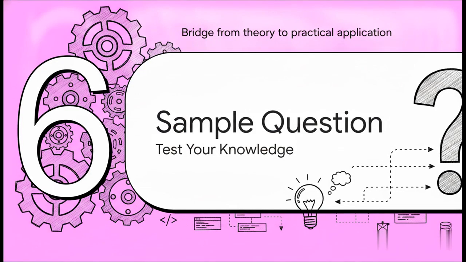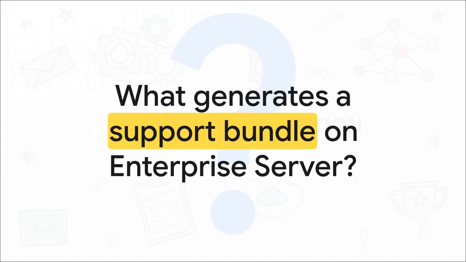Now, moving to Section 6, Sample Exam Question. What's really interesting here is taking all of this theory and applying it practically. Let's take a look. What do you need to successfully generate a support bundle on a GitHub Enterprise server? A. Approval from GitHub support. B. A custom GitHub action in the root repo. C. Administrator SSH access to the appliance. D. A GitHub app with read.org permissions.